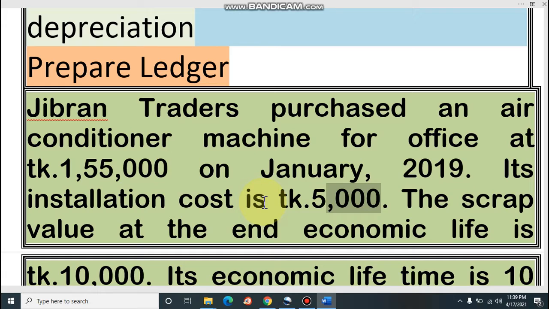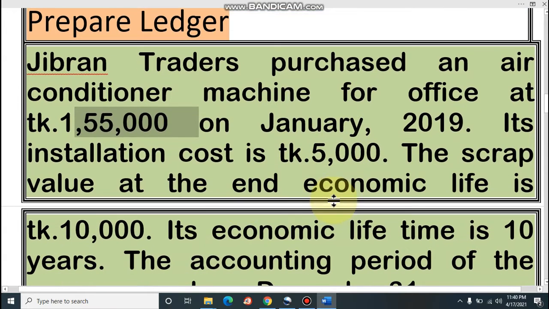This is an important formula for finding the total cost, because for total cost we need the purchase price plus other direct expenditure. In this math we have only one direct expenditure, installation cost. Moreover, we may have import duty, dock charge, carriage, all of which are part of the cost of purchase of a machine or any asset. So that will be the total cost of the machine. So total cost of the machine is 1,55,000 plus 5,000, which is 1,60,000. Then we have to subtract the scrap value. At the end of economic life, Taka 10,000 is the scrap value or residual value.